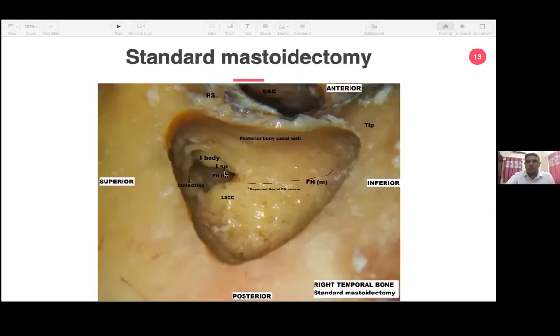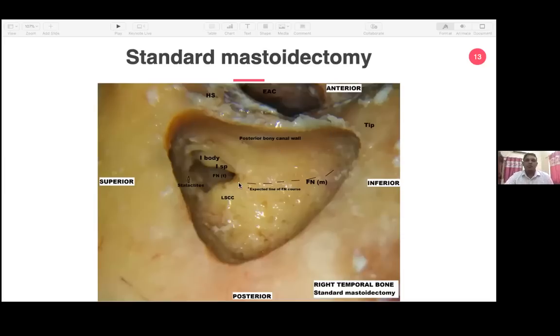This incus is housed in a space called the fossa incudis. Fossa means space, incudis means incus. The space where the incus lies is called the fossa incudis. So you have to expose the incus body along with the short process. You have to identify the dome of the lateral semicircular canal. You have to delineate the facial nerve, and you have to make the posterior canal wall thinner.